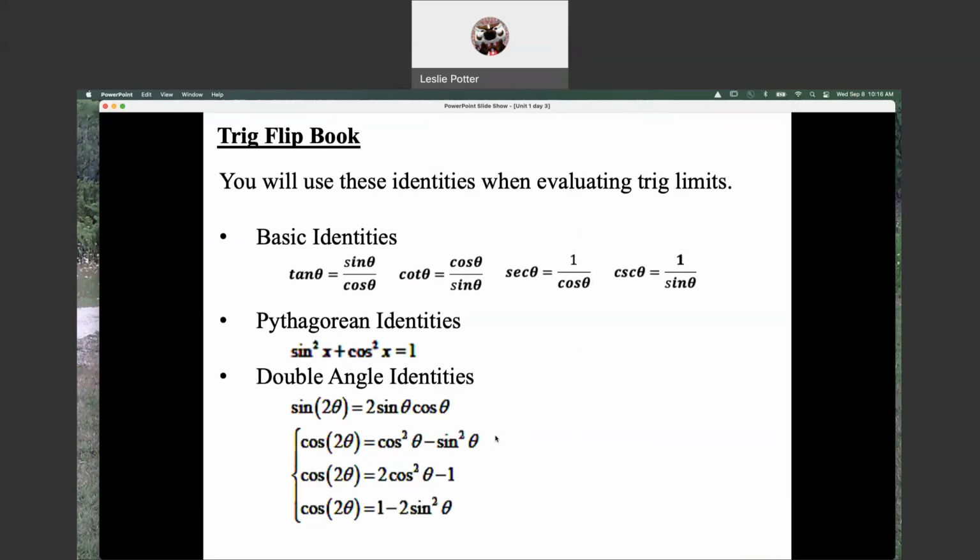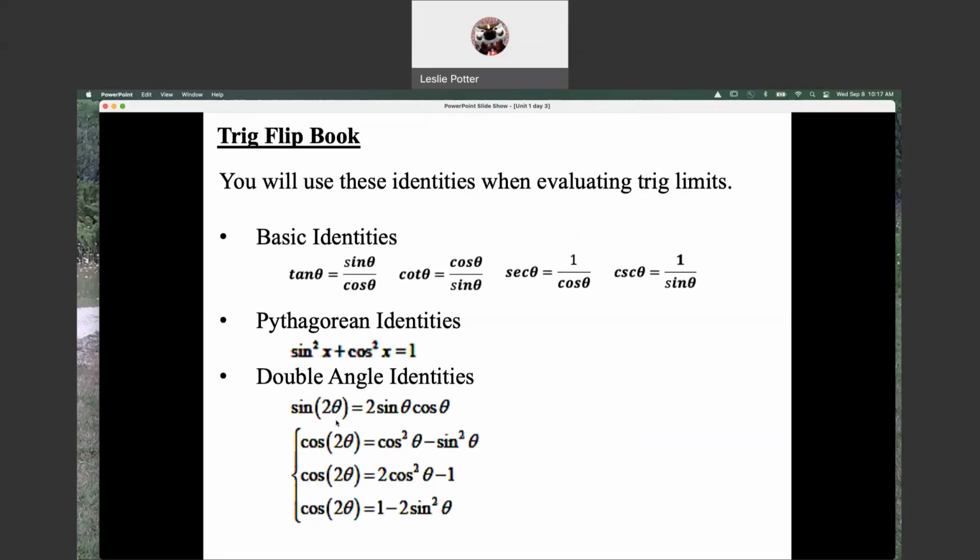We'll use the Pythagorean identity a lot: sine squared plus cosine squared equals 1. That's actually the equation for a circle, x squared plus y squared equals 1. That's the unit circle. And then double angle identities. You'll use those so that you can get the 2 theta out and have it be just a theta.